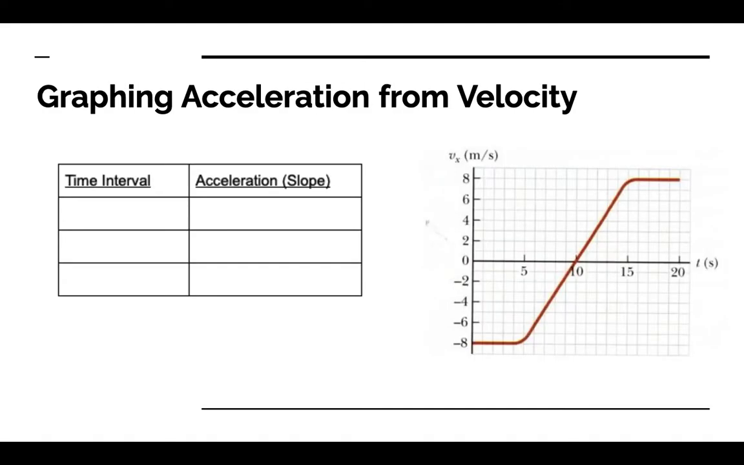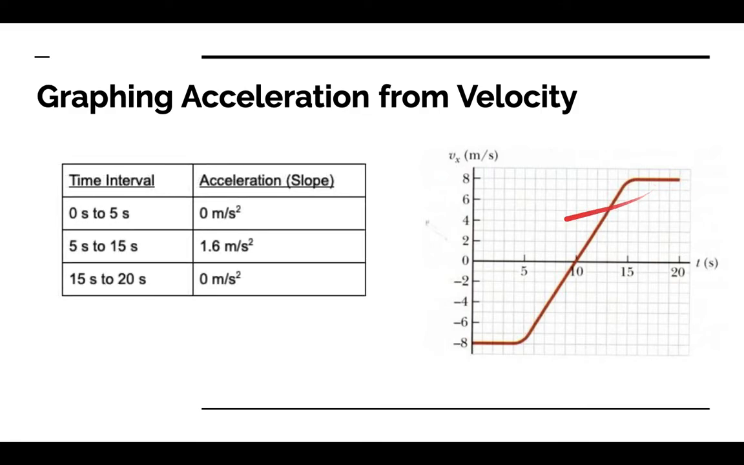So now we look at how to graph acceleration from velocity versus time. If we want to graph the acceleration versus time graph for this velocity versus time graph, the principles we use are very much the same as how we plotted velocity versus time from a position versus time graph. We have to calculate the acceleration, and hence the slope, over each time interval shown, and then use that to graph our acceleration versus time graph. So for example, from 0 to 5 seconds, our velocity is constant and our slope is 0, hence our acceleration is 0 meters per second squared.